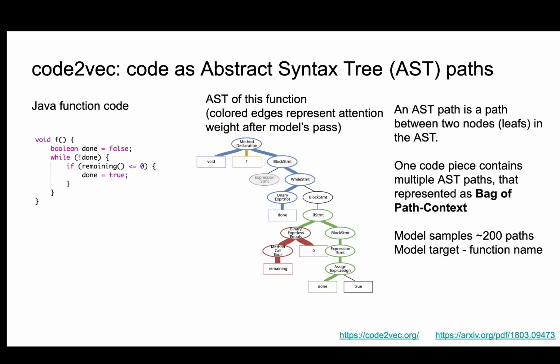A path context is a tuple that considers the starting and ending tokens in the path and the path itself. From a single AST, we can sample multiple paths, and the model uses about 200 paths. The model target is prediction of the function name given the function itself. More specifically, path contexts are sampled from the AST.